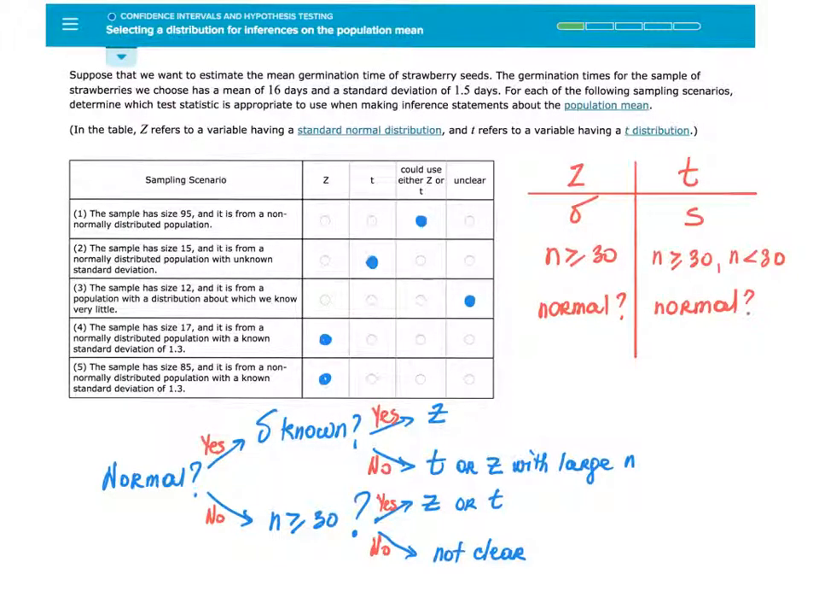Last scenario, the sample size is 85, and it is from a non-normally distributed population with known standard deviation. Again, known standard deviation, sigma, and large sample size does not prevent us from using Z, because even with a non-normally distributed population, the large sample size allows for approximate normality with the sample, so we can go with Z.